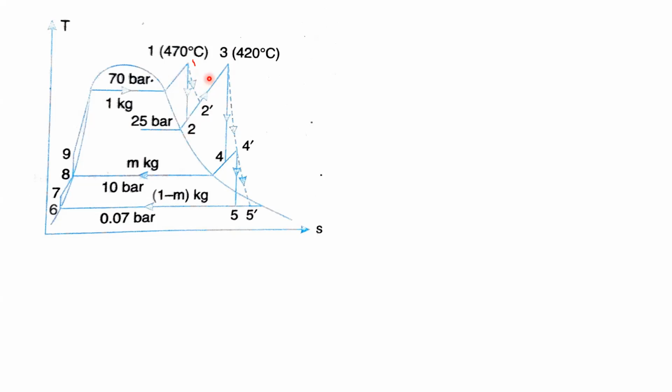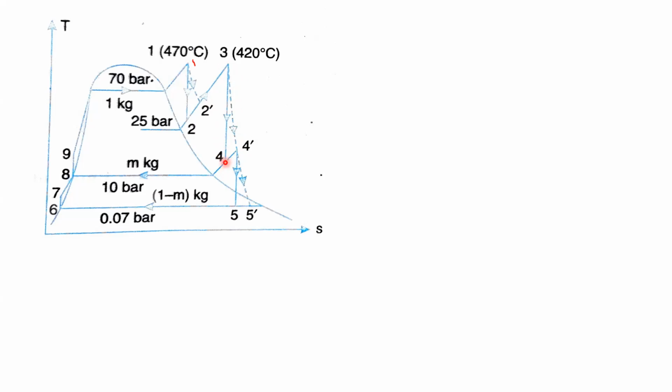Then what is happening from 2 to 3? There is a reheating process within the fluid. From 3 to 4, there is an intermediate pressure turbine. By that, some expansion happens at this particular position. If you look at 3 to 4 dash, this is the actual expansion in the intermediate pressure turbine. When you say 3 to 4, this is the ideal work done by the turbine.